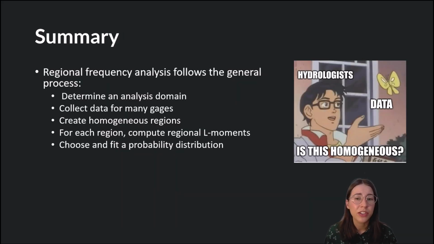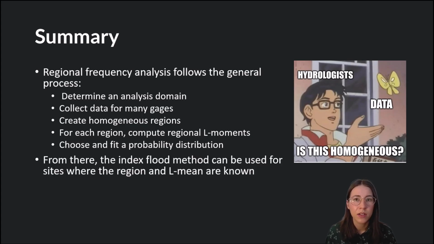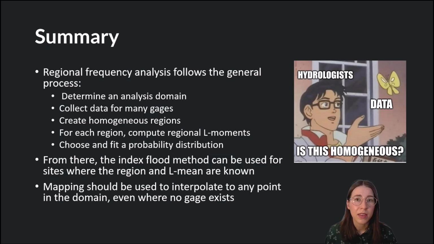So in summary, regional frequency analysis follows the general steps of determining an analysis domain, collecting data from many gauges, creating homogeneous regions and testing those statistically, computing regional L-moments for each region, and choosing and fitting a probability distribution using the L-moment ratio diagram. From there, regionalization methods like the index flood method can be used for sites where you know the mean and you know the region that the site is assigned to. If you need to interpolate to a site where there's no gauge located or where the regions are non-continuous, you should use a method such as mapping, which can interpolate to any point in the domain.